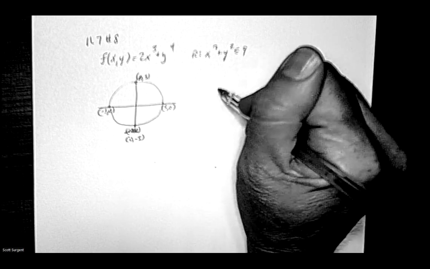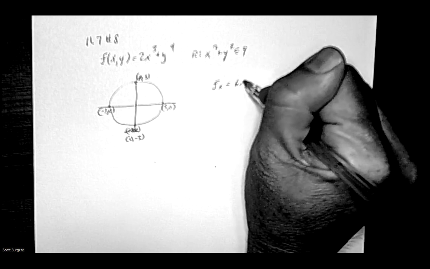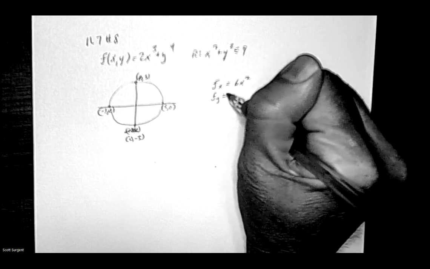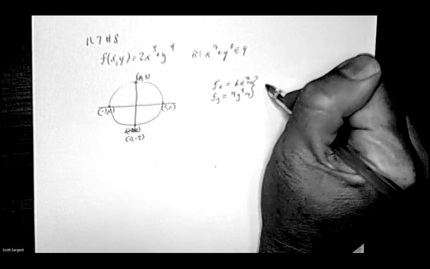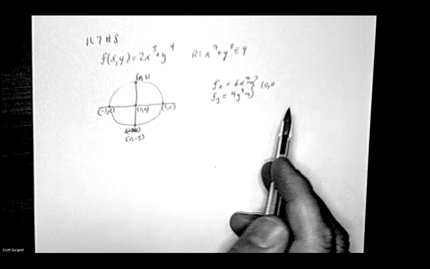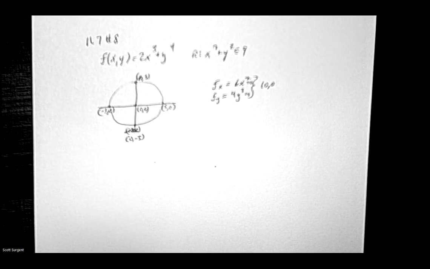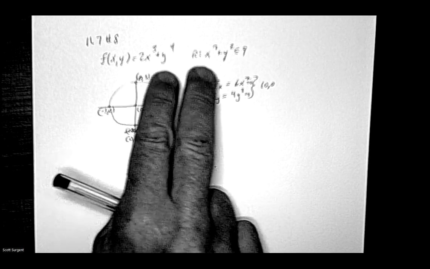So the interior, this will go quick. The interior is going to be f sub x is 6x squared, f sub y is going to be 4y cubed. When you set them to 0, you just get the 0, 0. So 0, 0 is a critical point. And that's going to be it. So the interior is taken care of. These extreme points are taken care of. And the other thing we do is then we handle the boundary.